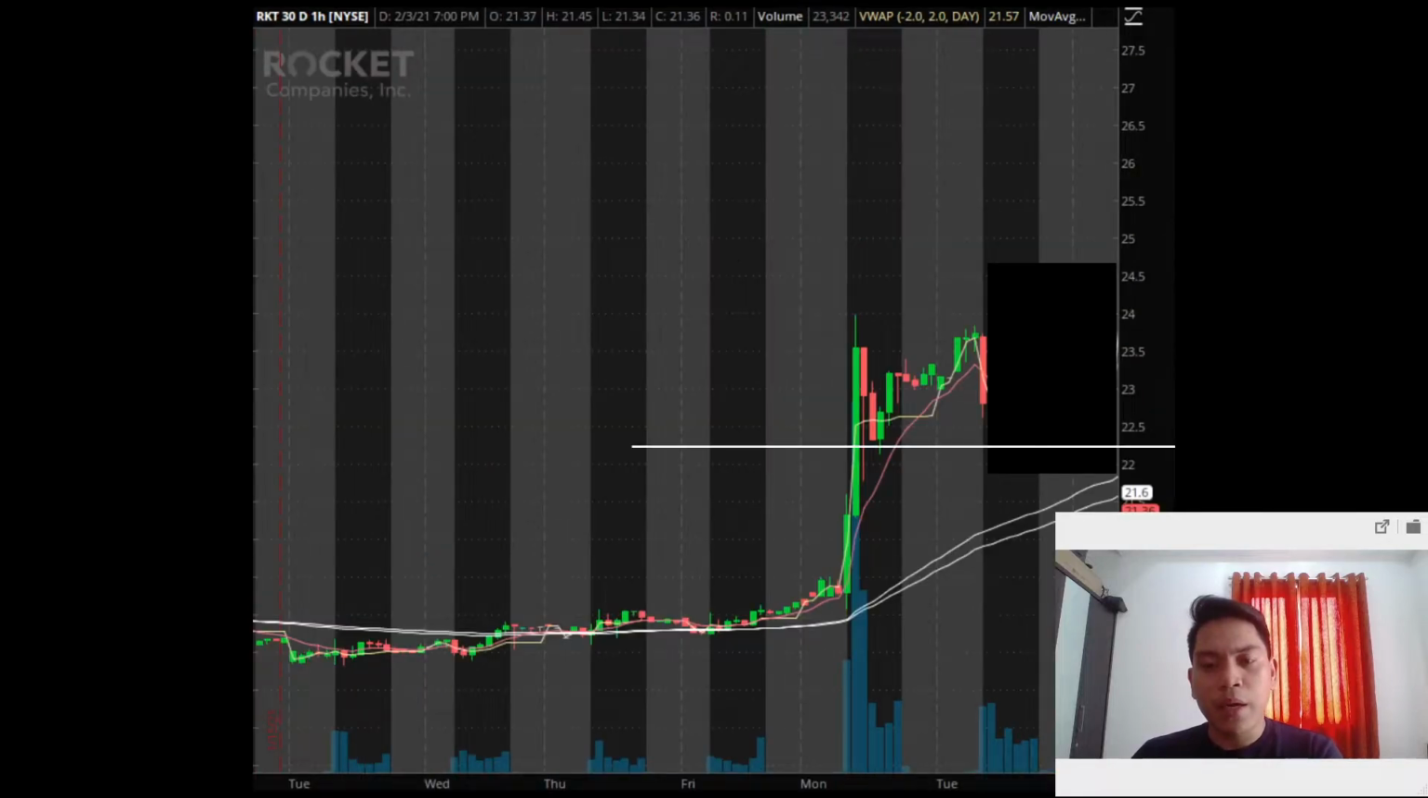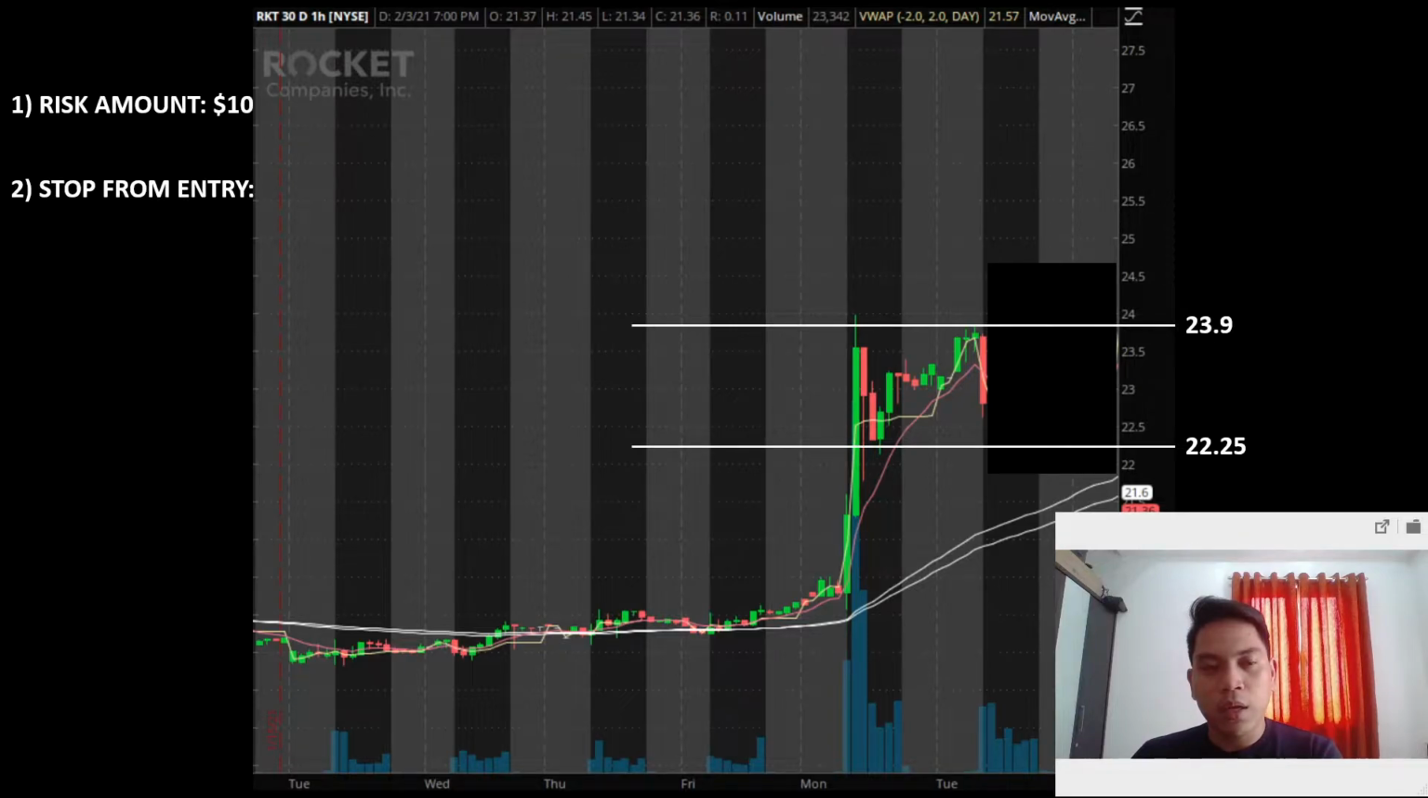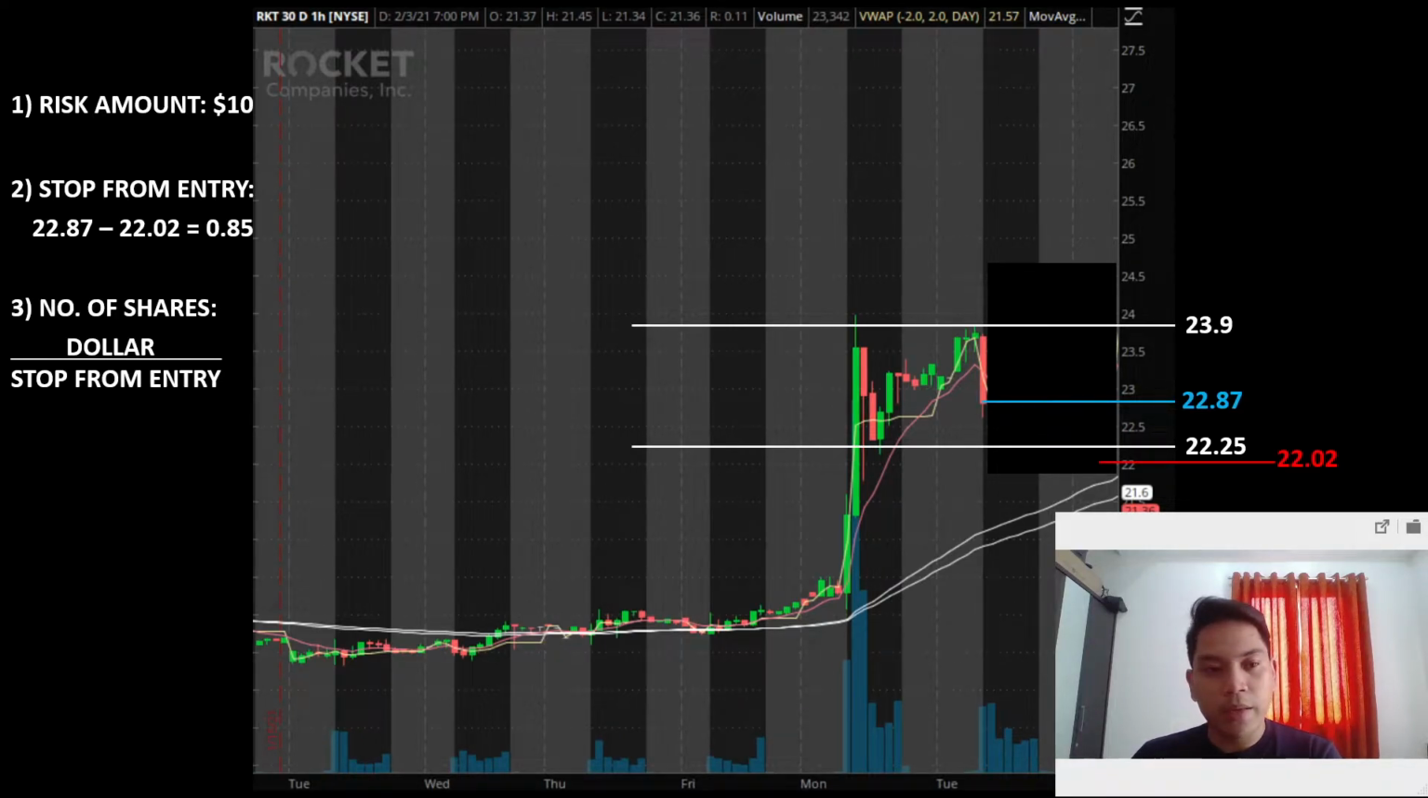In the same manner, RKT or Rocket, we draw our lines, then risk amount $10. For stop from entry, first determine our entry point, our stop, then the difference, and we divide the dollar amount by that. We have here 11.8, so we can buy 11 or 12 shares.